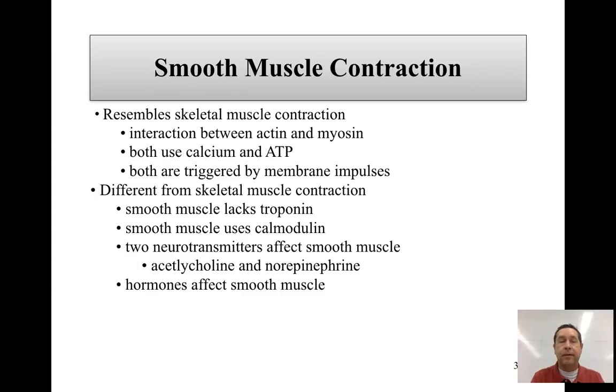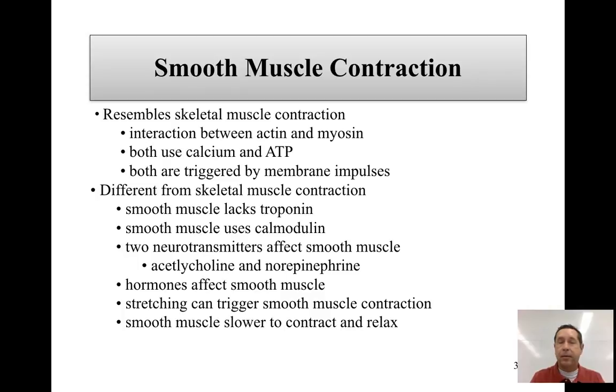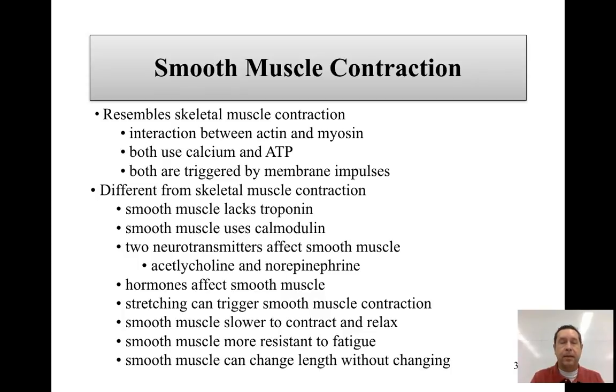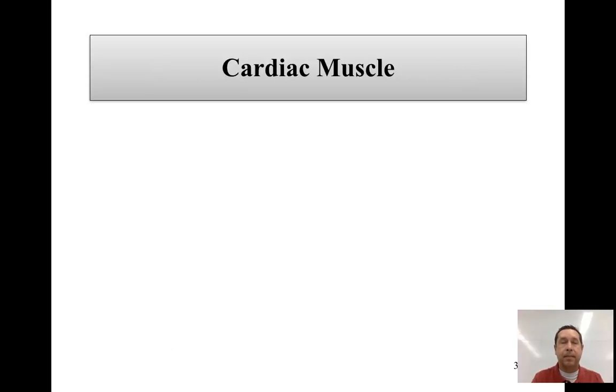Hormones also can have an effect on smooth muscles. Stretching the muscle can cause contraction, like when the esophagus stretches, that triggers the peristalsis that pushes the food down to the stomach would be an example of that. Smooth muscles tend to contract more slowly, relax more slowly compared to skeletal muscle. They are more resistant to fatigue since they're not working as hard. They can change length without changing the tautness or the tension in the muscle. That doesn't happen in skeletal muscle.